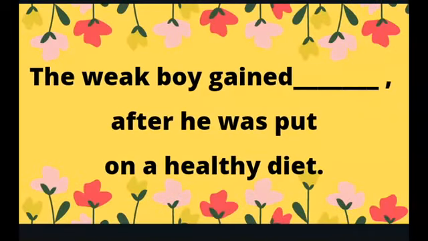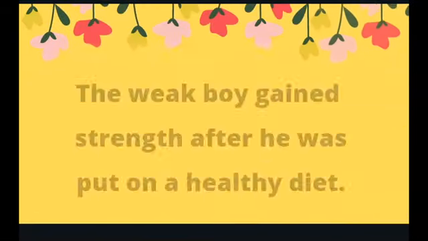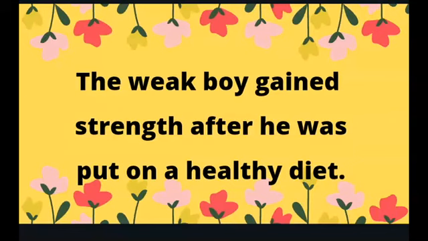Now let's use it in a sentence. The weak boy gained strength after he was put on a healthy diet. Now you're going to write the word strength without seeing. The weak boy gained strength after he was put on a healthy diet. Have you written down? Okay, the answer is: the weak boy gained strength. Check the spelling of strength. If you have written it right, you will get 1 point. So that means the word strength. If you have written both the answers correctly, you will score 2 points.